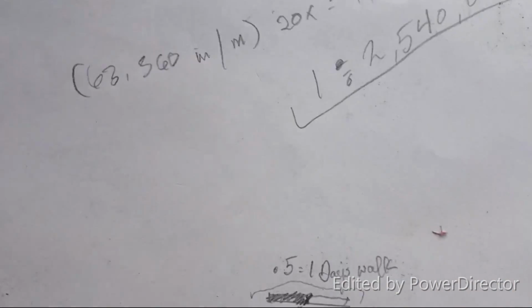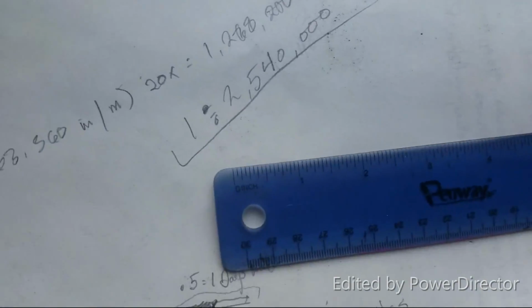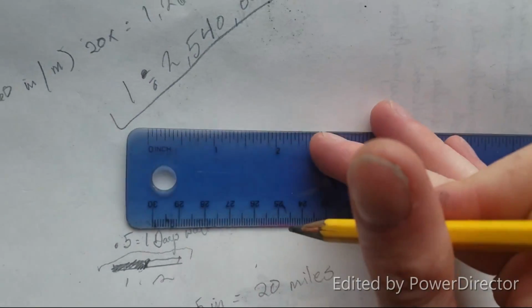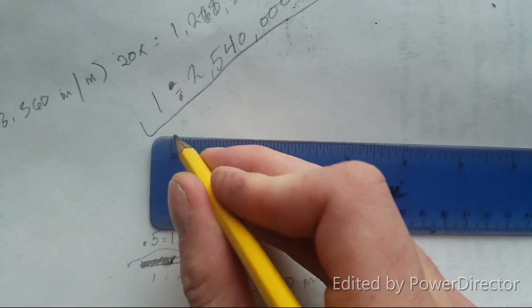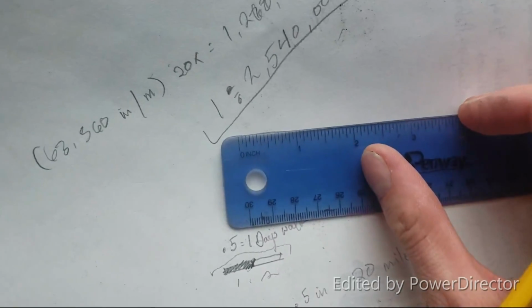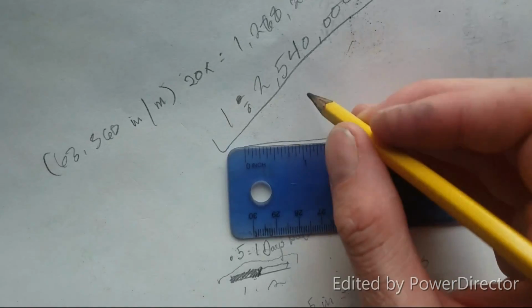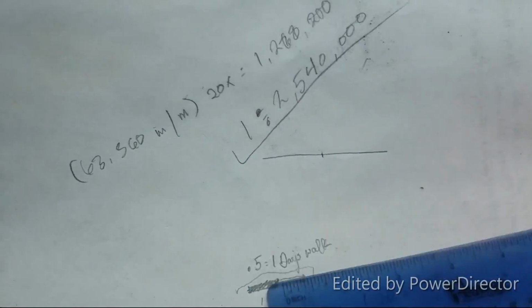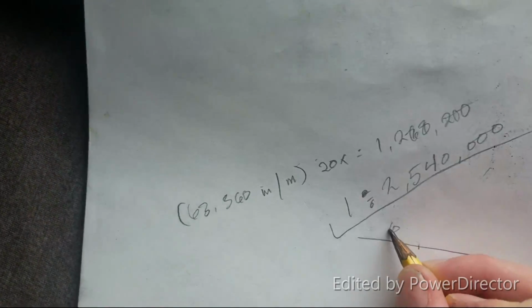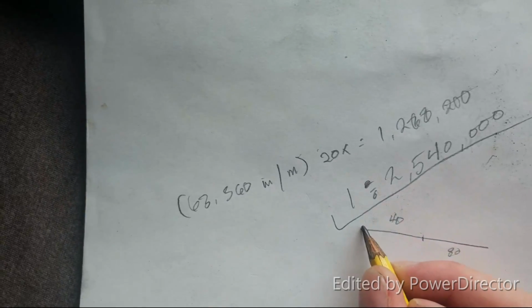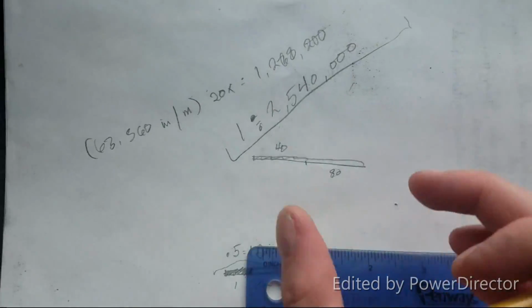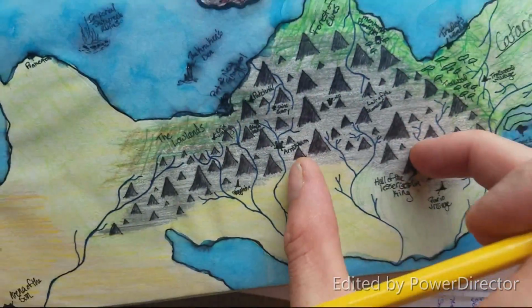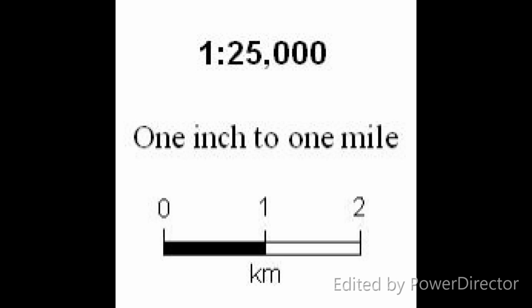If we want to make a scale bar, it's pretty easy. Yep, I'm going to draw it through the lens of my phone, and it's going to be terrible. Alright. And so 1 inch is 40 miles. So that's 40, that's 80, and that... Oh yeah, that's scales.